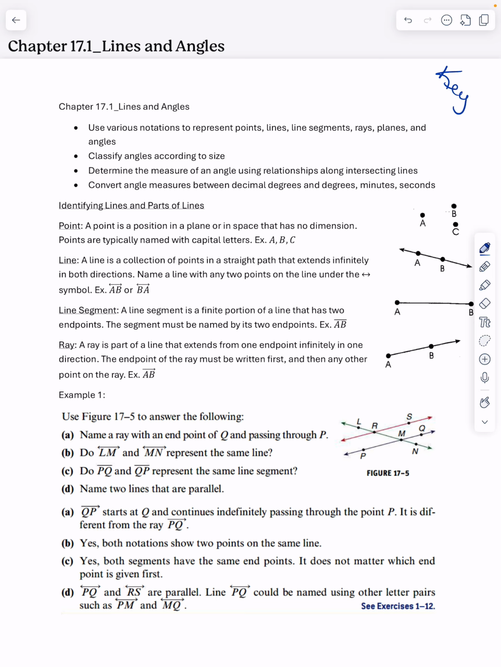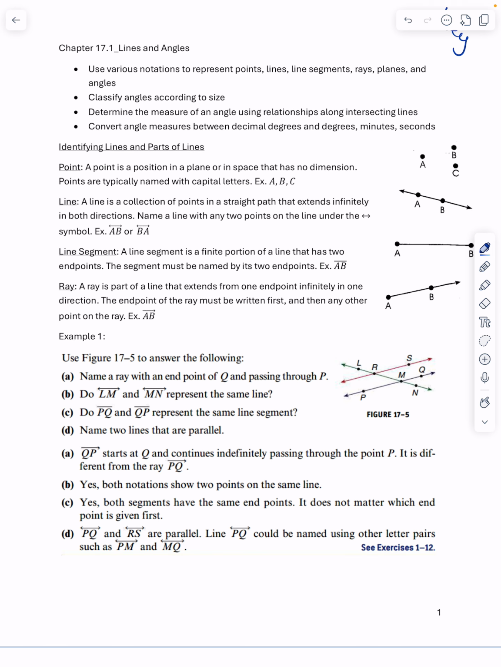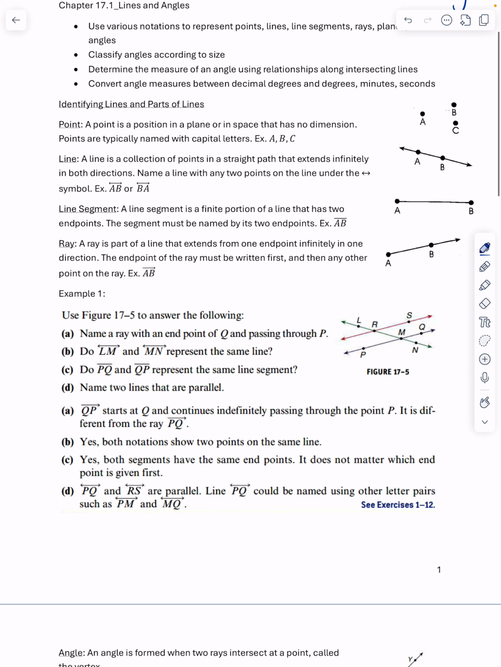Now, these notes are a little longer. I have included some of the information from the textbook, and I wanted to make sure you had all of the vocab you needed. So, as always, objectives are at the top. Use various notations, and so on. You guys can read those. I am not reading them to you, okay?